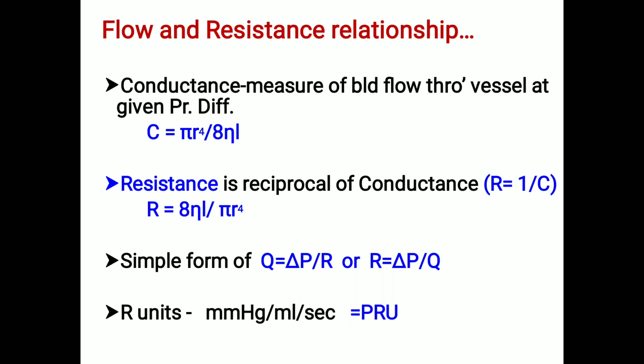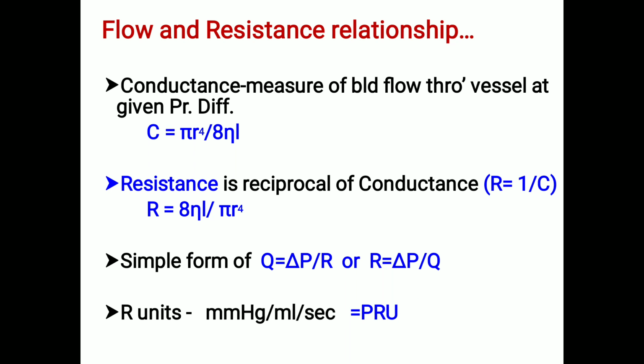So we have seen peripheral resistance is the reciprocal of conductance, and resistance is also 8ηL by πr⁴. This is the most important formula, the Poiseuille-Hagen formula, 8ηL by πr⁴.